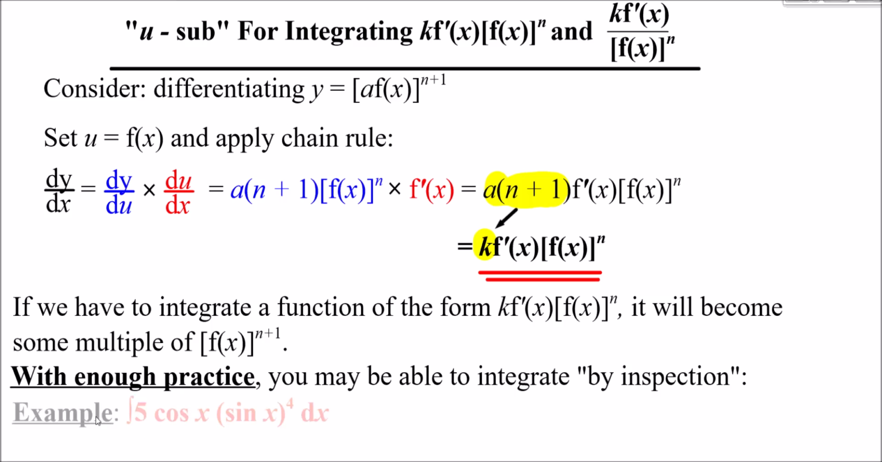Let's just imagine integrating 5 cosine x and sine x to the 4. So just spotting by inspection, sine x would differentiate to cosine x. So we could think about what would, just in a thought bubble here, what would sine x to the power 5 differentiate to?